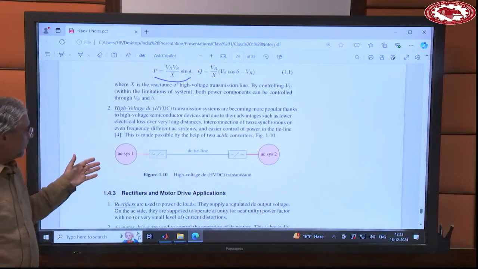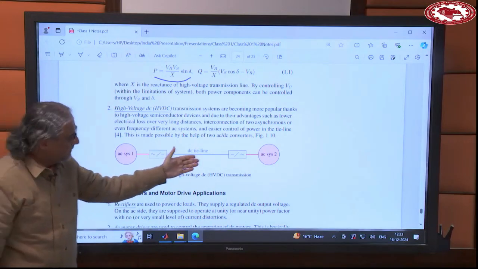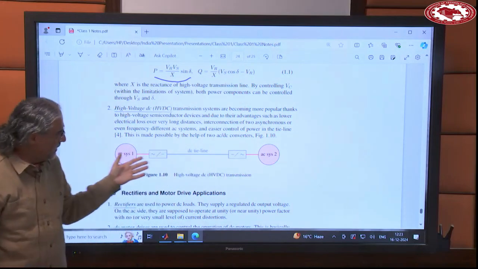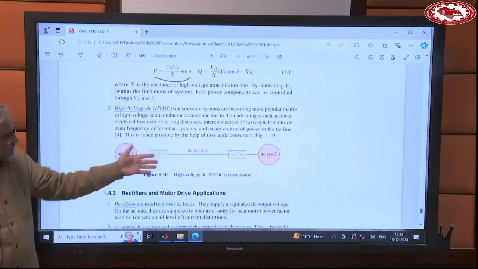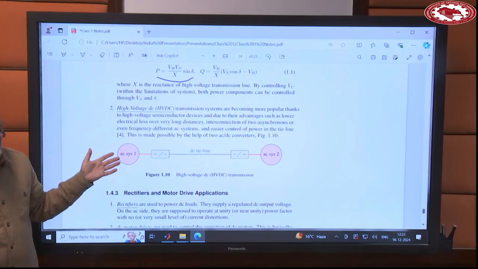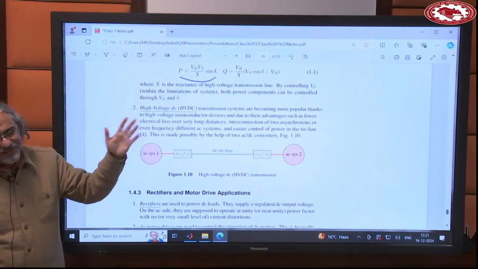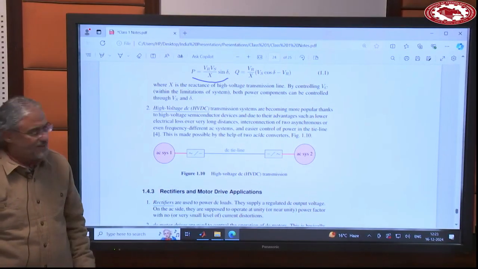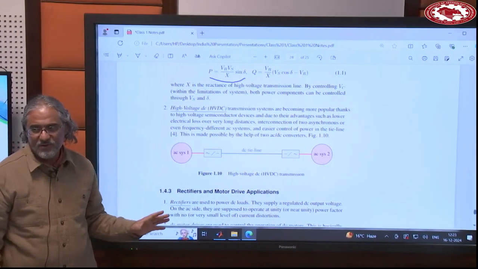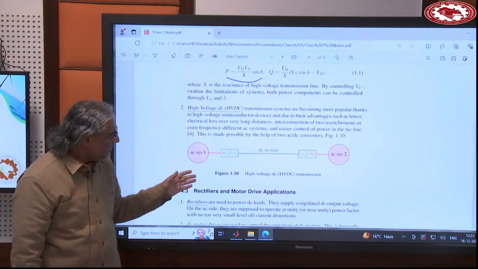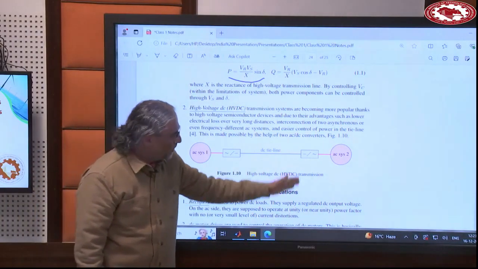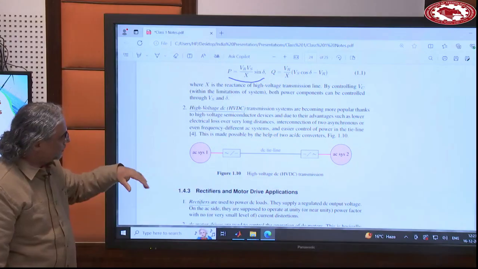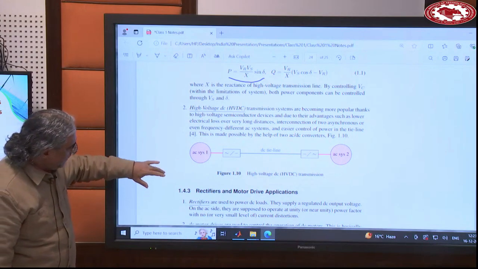So here you have one AC-DC converter and then another converter, so two converters. Even these two systems can be completely different AC systems, one of them, let's say, 50 hertz, 60 hertz, or even two completely separate AC systems. They don't have to be synchronized anymore. By controlling these two converters, you can control the power flow between the two. Okay.